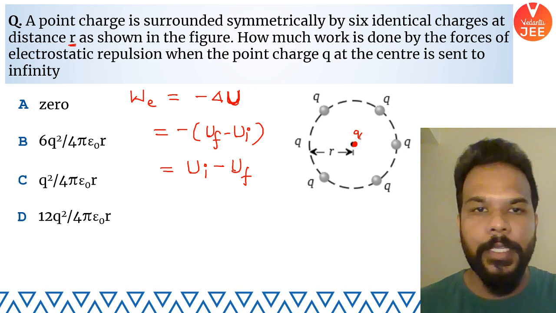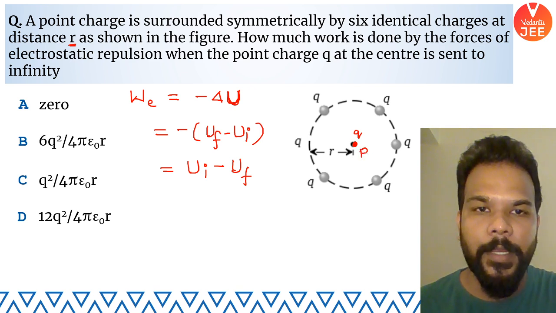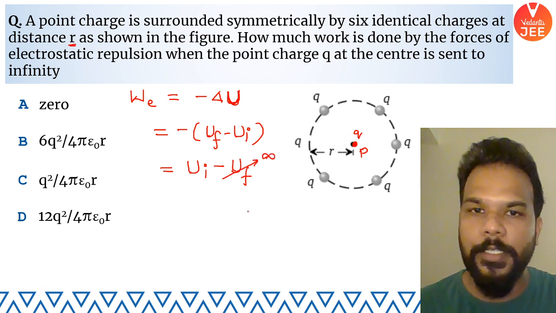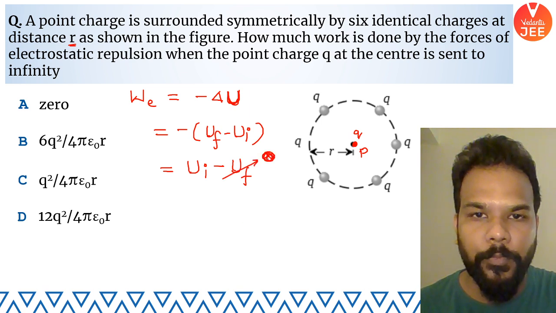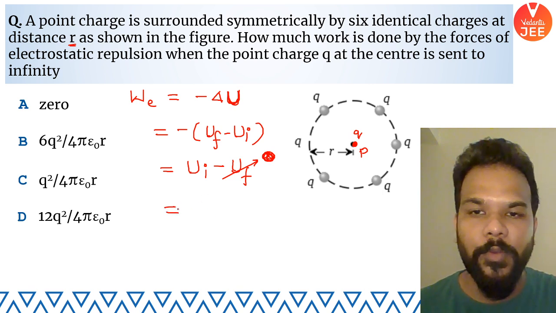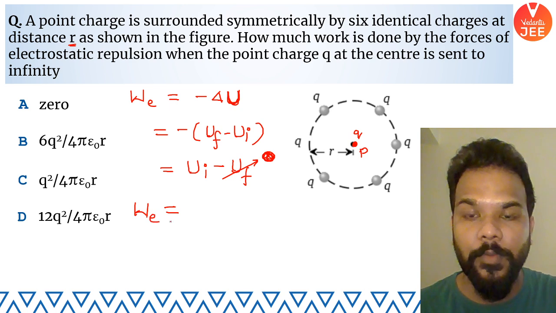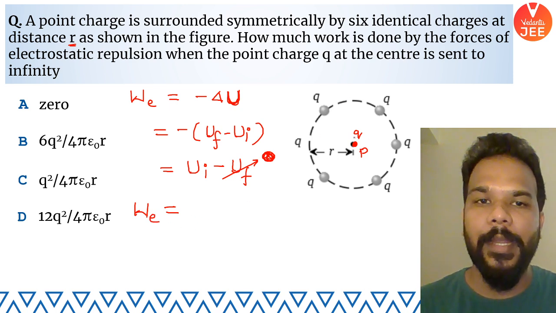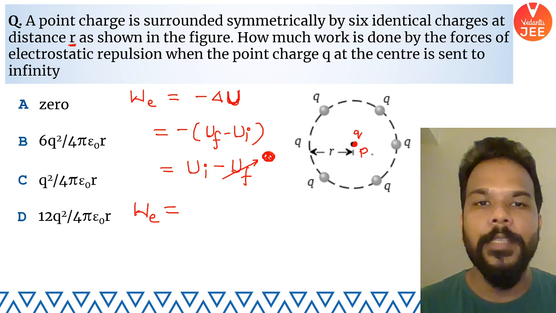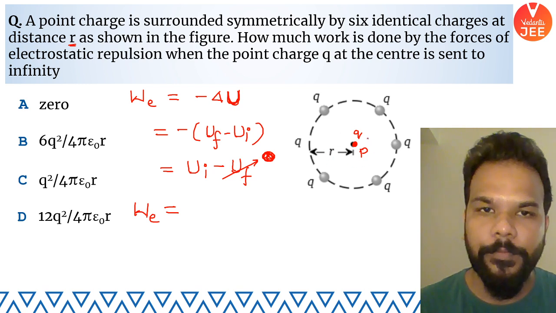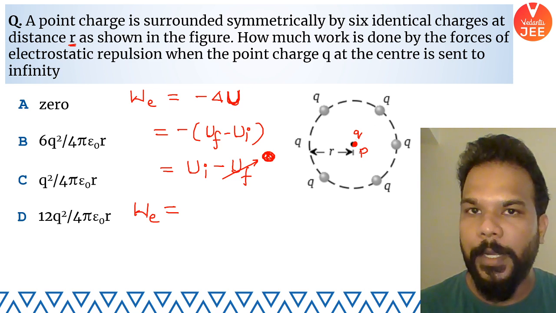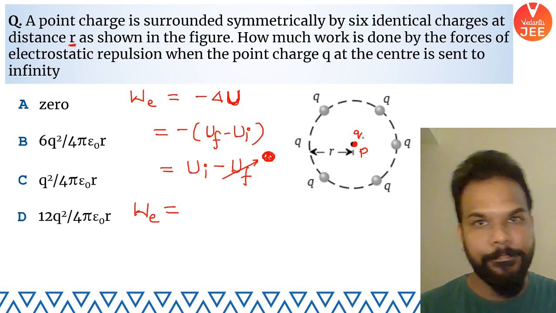You know that initially the charged particle is here, say at point P, and finally it is going to reach infinity. So obviously its final potential energy is going to become 0. This value is going to become 0 at infinity. So all you have to do is find out the value of Ui, and that is basically, numerically, the work which is done by all the forces which are acting on this charged particle while taking it from this point till infinity.